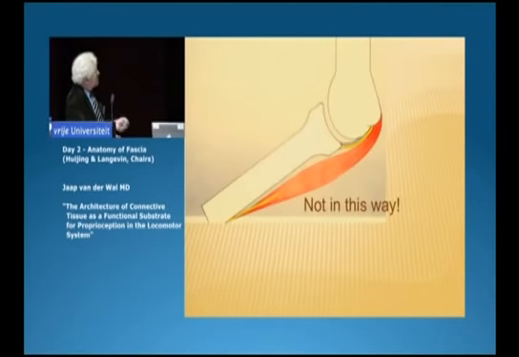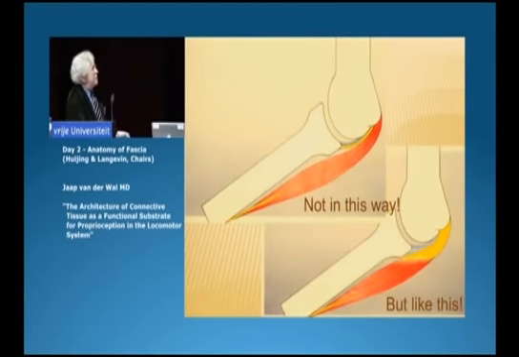It's not that you have muscles parallel to ligaments, and ligaments are enforcement of the capsule. The capsule is here in blue. It's not in this way. It's in this way. And what is this? This is the in-series organization. This is a typical parallel organization of the muscular component and the ligamentous component.